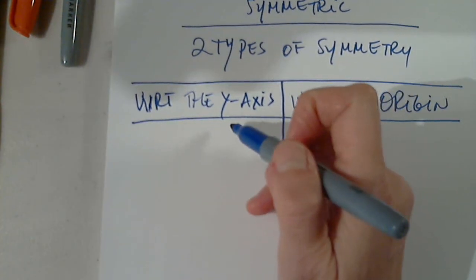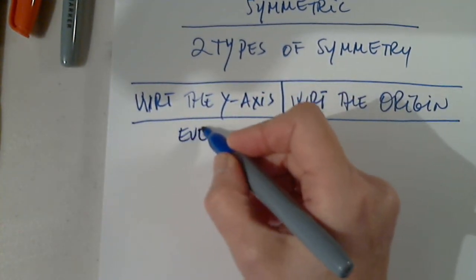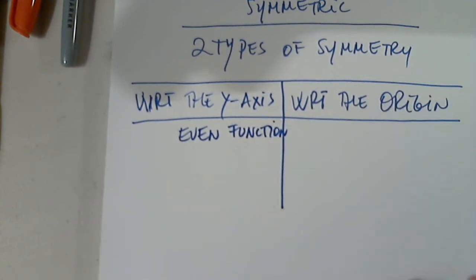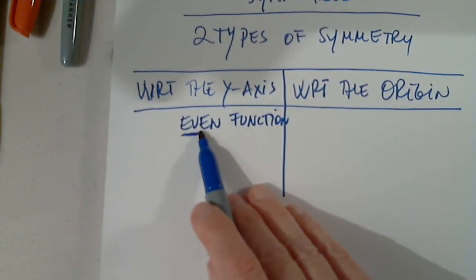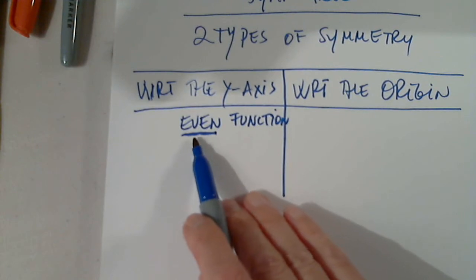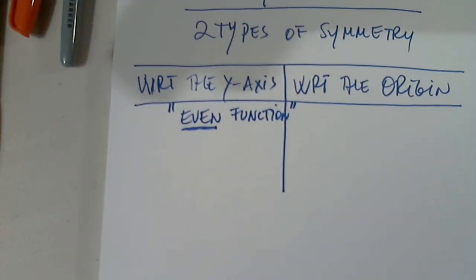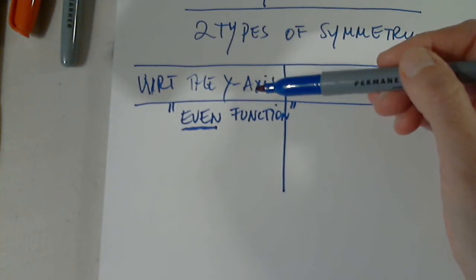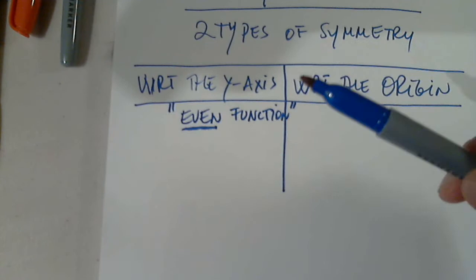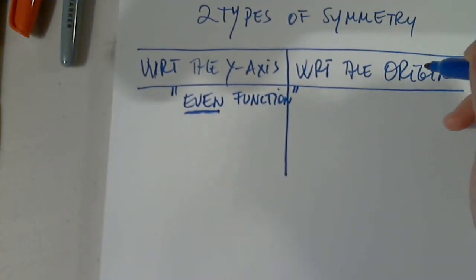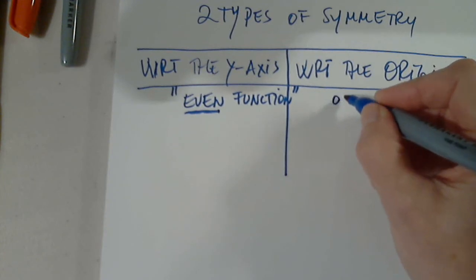This function will be called an even function. It doesn't have anything to do with even degree. It doesn't have anything to do with even numbers. That's the name. If it's symmetric with respect to the y-axis, the function is called even. If it's symmetric with respect to the origin, the function will be called odd.